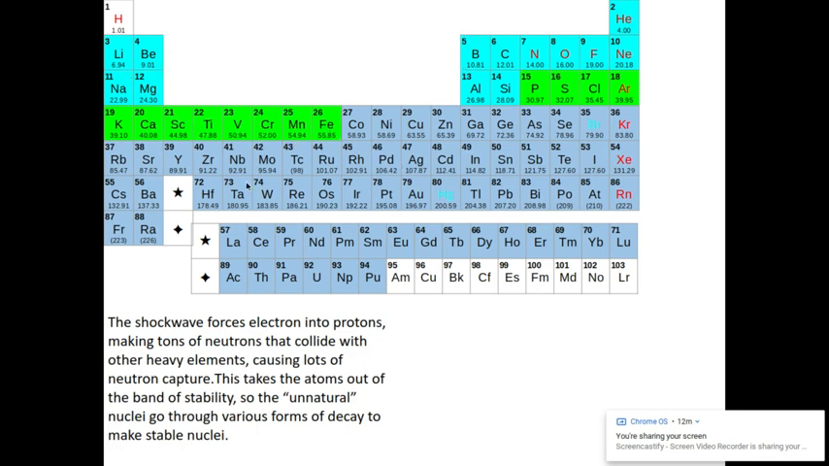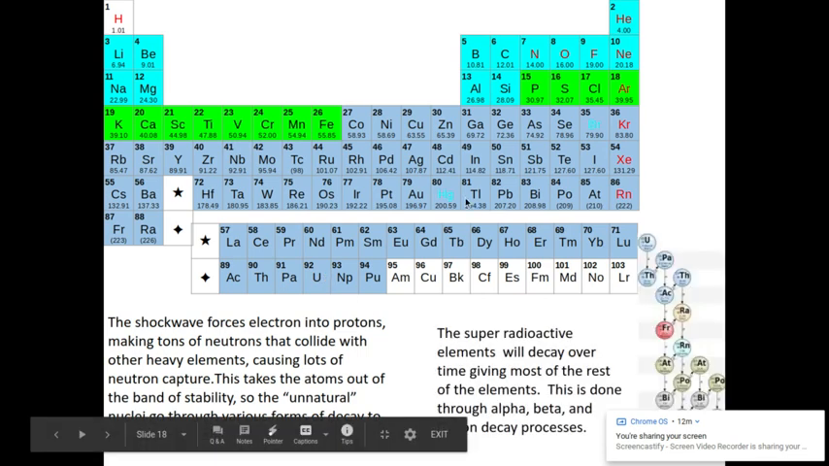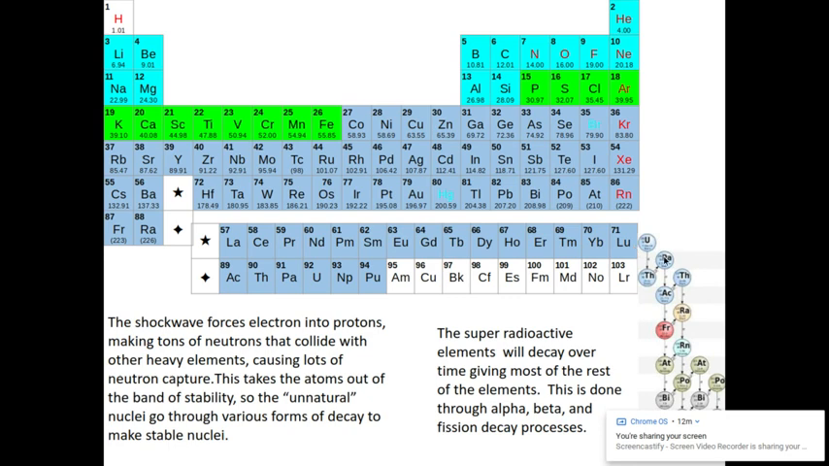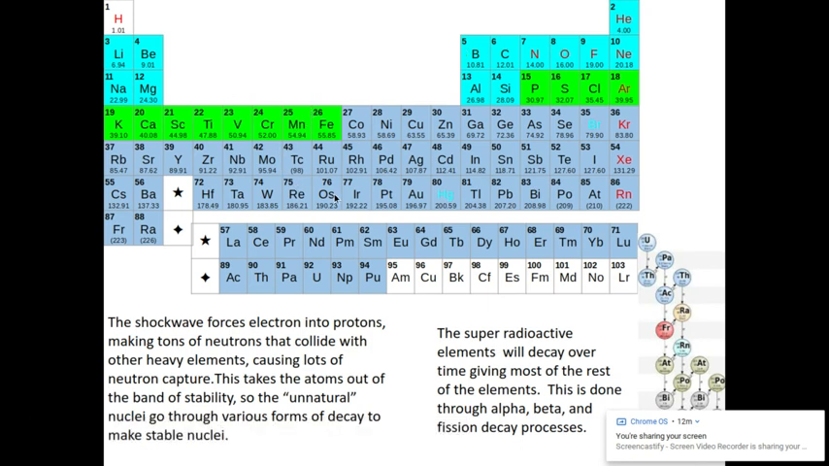And when the star dies, you implode it with all the other elements, forming very radioactive uranium, neptunium, thorium. All these radioactive elements are unstable. And guess what, folks? They're going to decay. They will decay over time, giving most of the rest of the elements. And this is done through your alpha process, beta, and fission decay processes. So you get most of the rest of these elements through the fission process. Up here was fusion in the star, and below is fission.